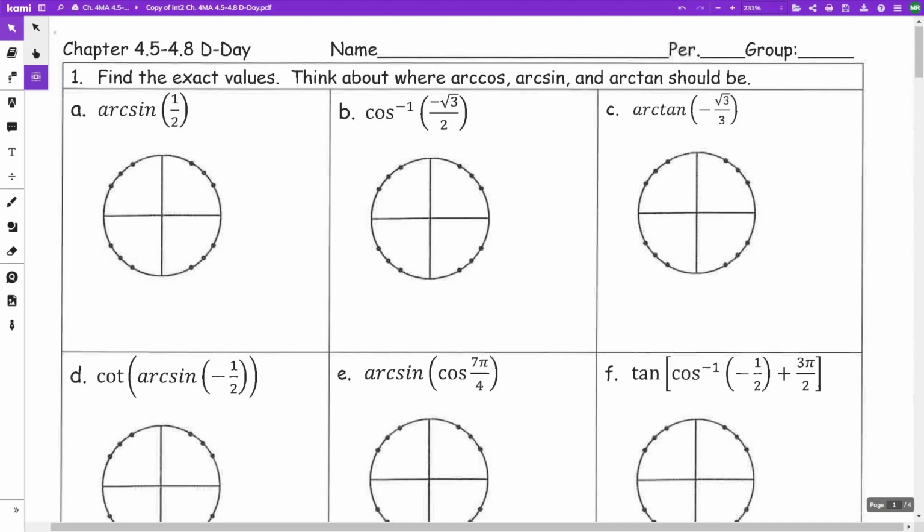This video is for Integrated 2MA, and this is for chapter 4.5 to 4.8 D-Day. Now, in this first section, we're going to be dealing with arc cosine, arc sine, arc tangent.